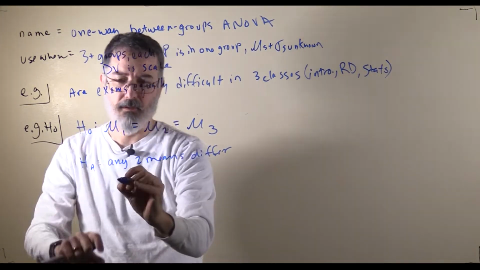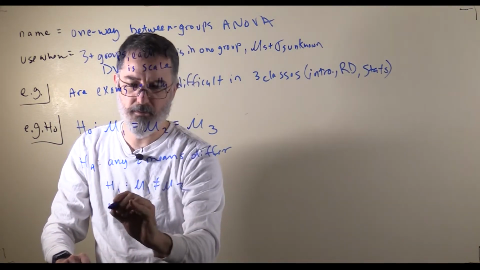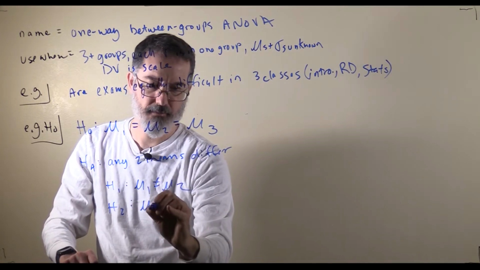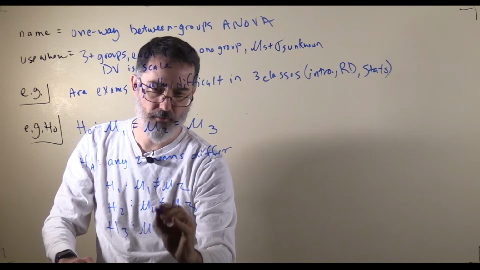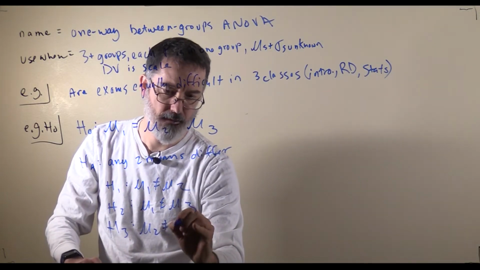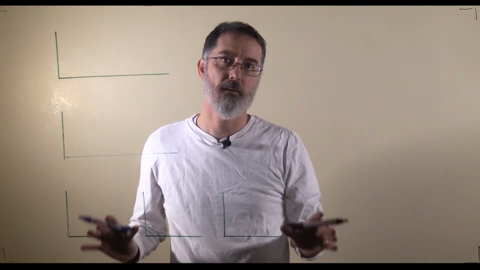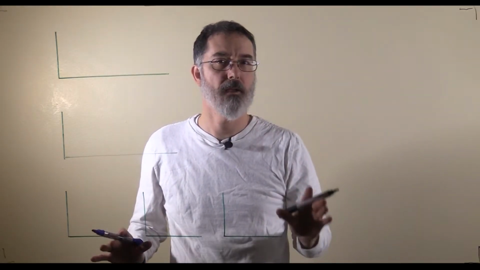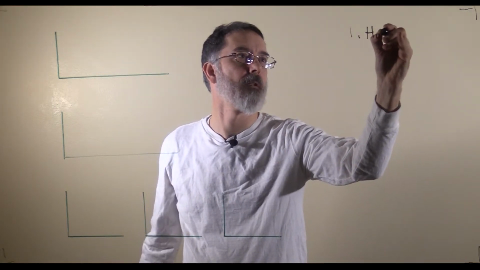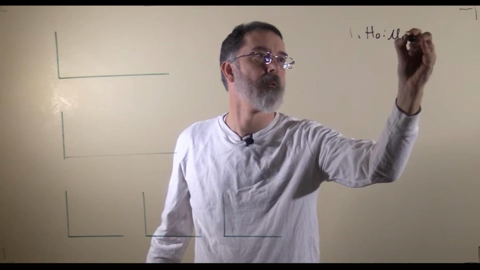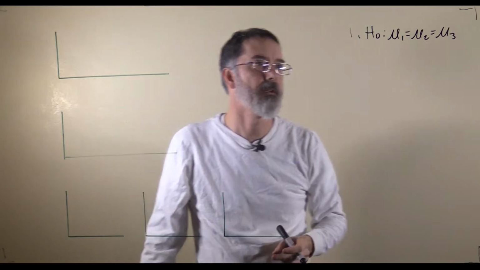You'd have one alternative hypothesis is mu1 does not equal mu2. Another alternative hypothesis, mu1 does not equal mu3. And a third would be mu2 does not equal mu3. So if any of these are the case, then the null hypothesis is wrong. Now I'm going to go through the steps of a one-way between subjects ANOVA. So first off, we'll write out our null hypothesis. We'll start with an example where there's three groups.